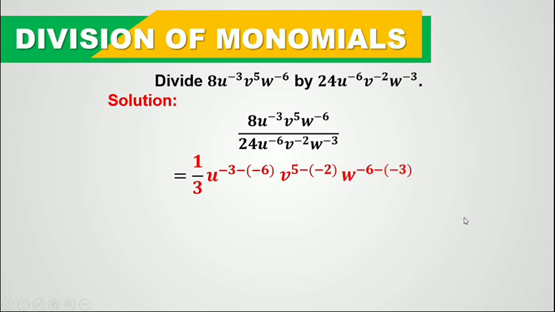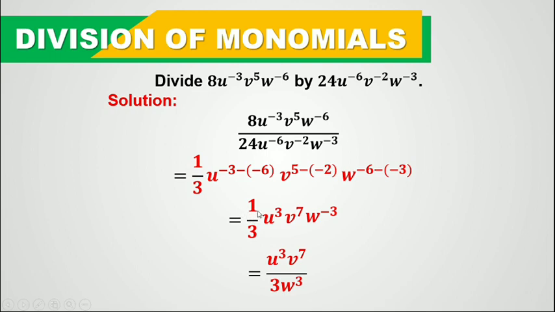So let's simplify this further. Copy 1/3, u, negative 3 minus negative 6, so that's positive 3. So u cubed, and then v, 5 minus negative 2, so that's v to the power of 7, and then w to the power of negative 6 minus negative 3, so that's negative 3. And then we're going to simplify further, so this becomes u cubed v to the power of 7 all over 3w cubed.